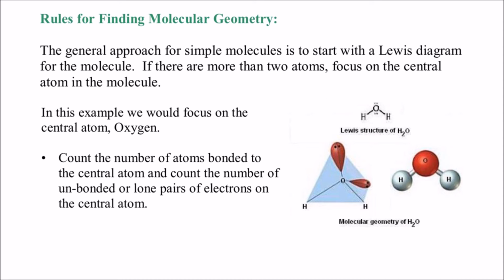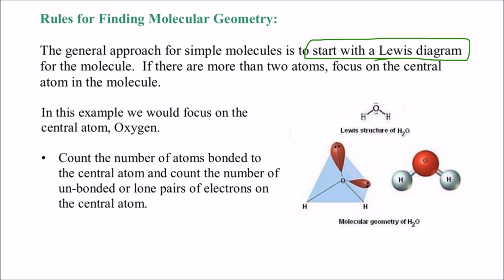You're going to start with a Lewis diagram first. That's the key thing there. You must start with a Lewis diagram. If there are more than 2 atoms, then you're going to focus on the central atom. If there's only 2 atoms, I'll get back to that in a minute. But if there's more than 2, focus on the center atom in the molecule. So we're going to use water first. In this case, oxygen would be our central atom. Notice that I've started with the Lewis structure for water here.